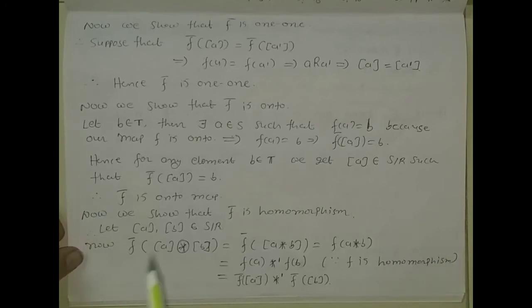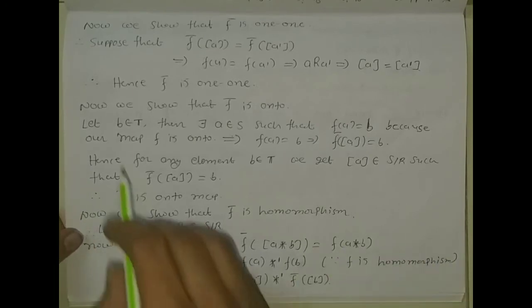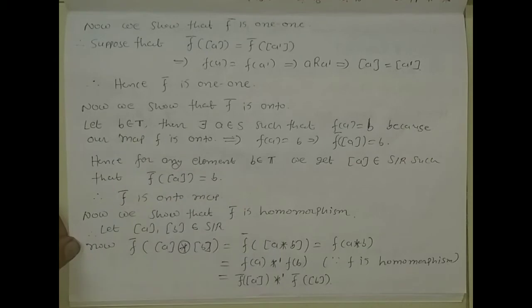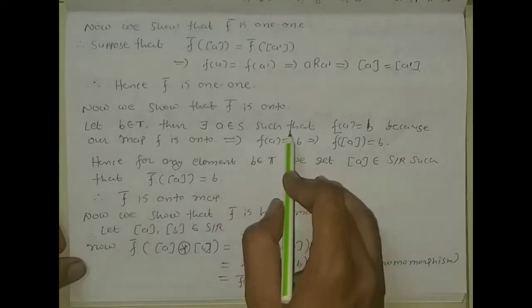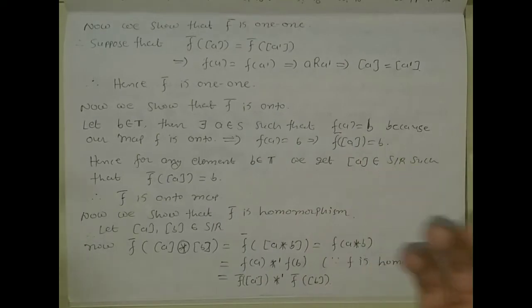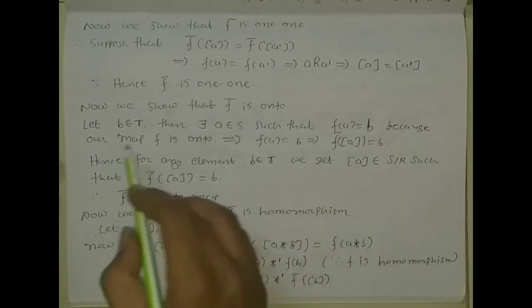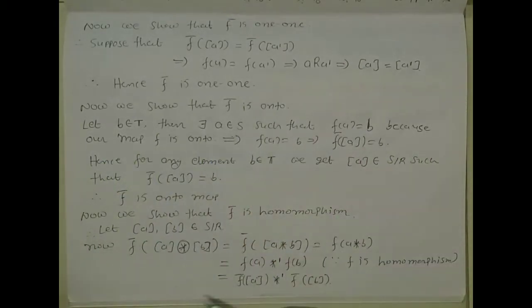Now we saw that F bar is onto. So let arbitrary B belong to T. Then there exists A belonging to S such that F of A is equal to B. Why? Because our map F is an onto map. This is given in the hypothesis. This is given in our statement that F is an onto homomorphism from S to T.